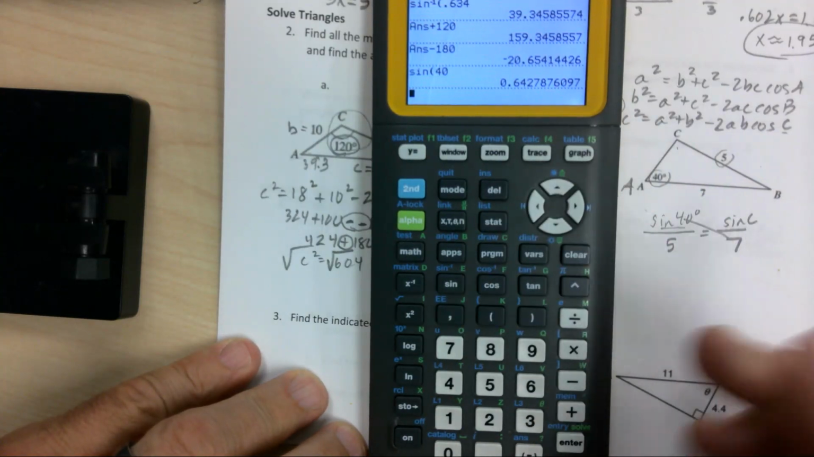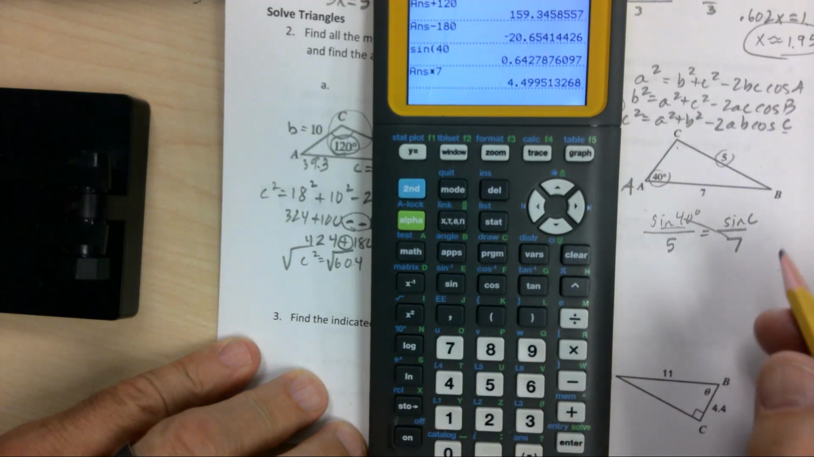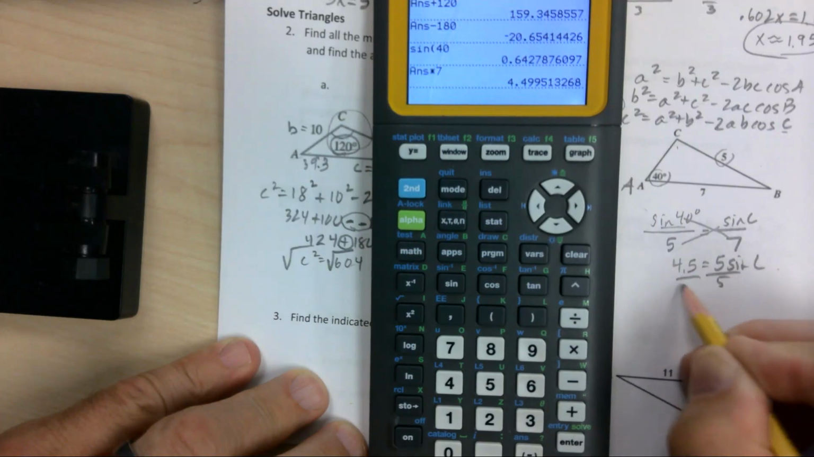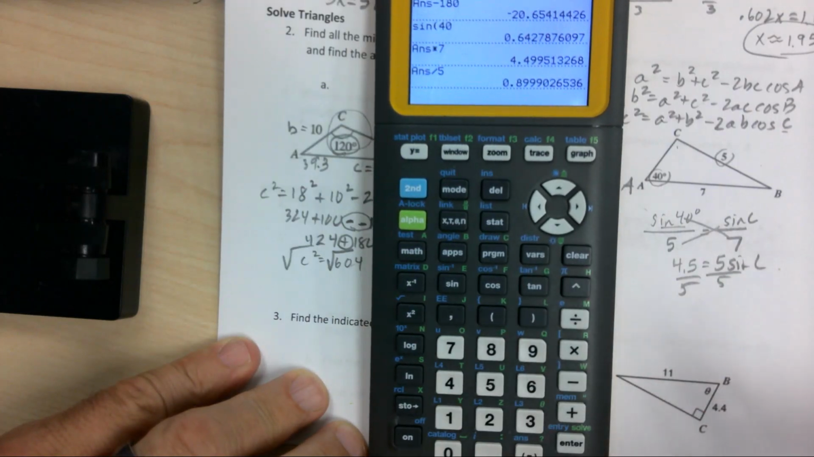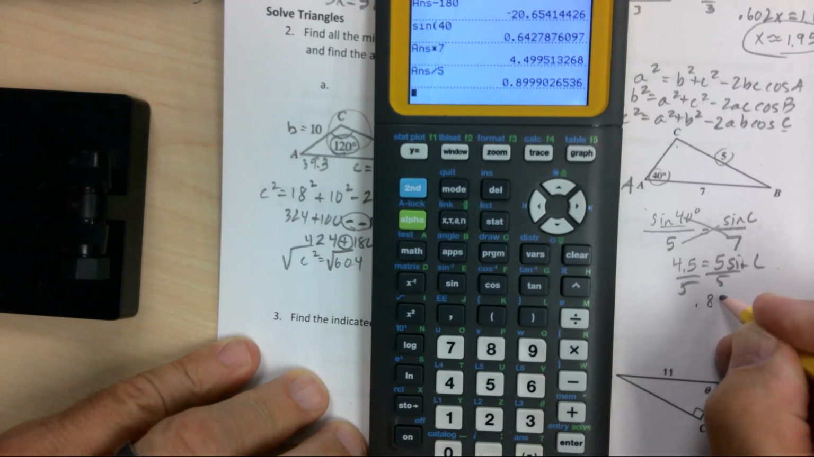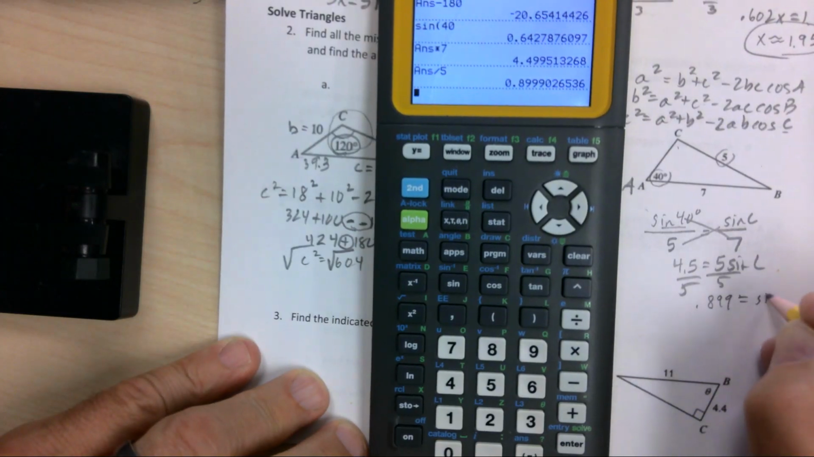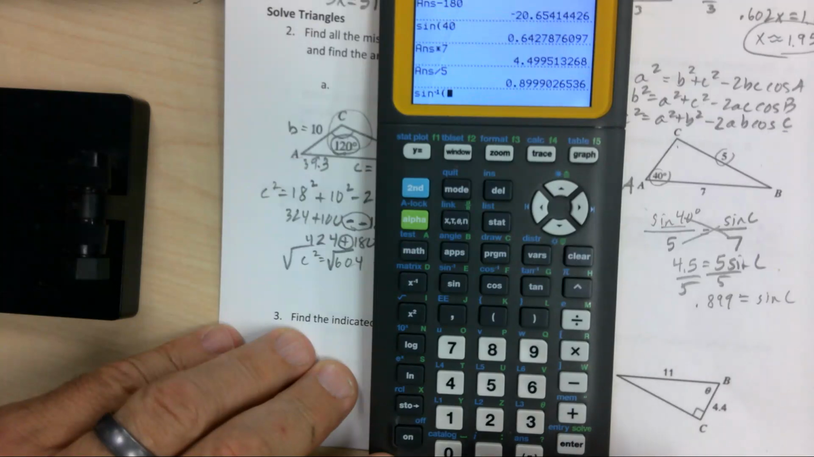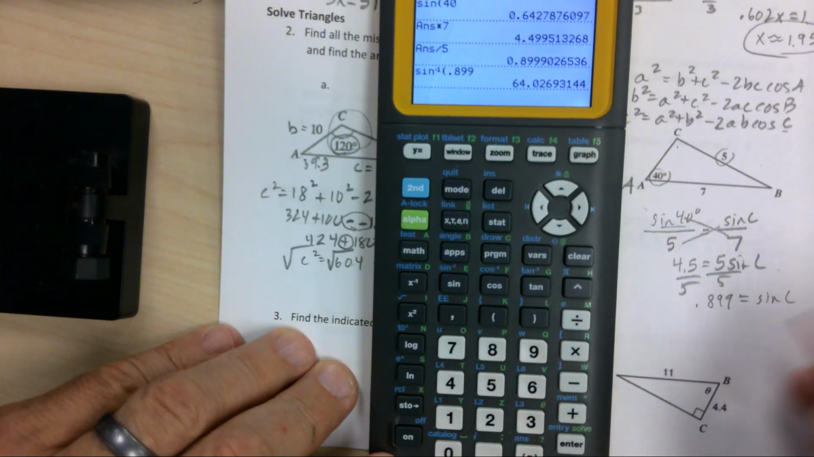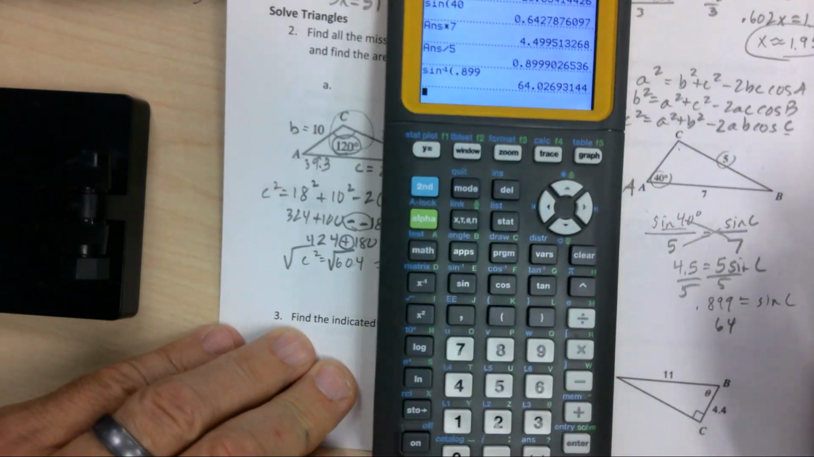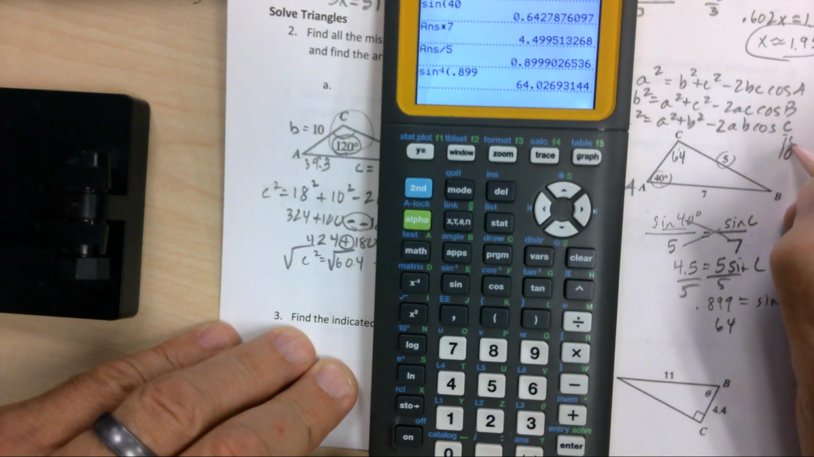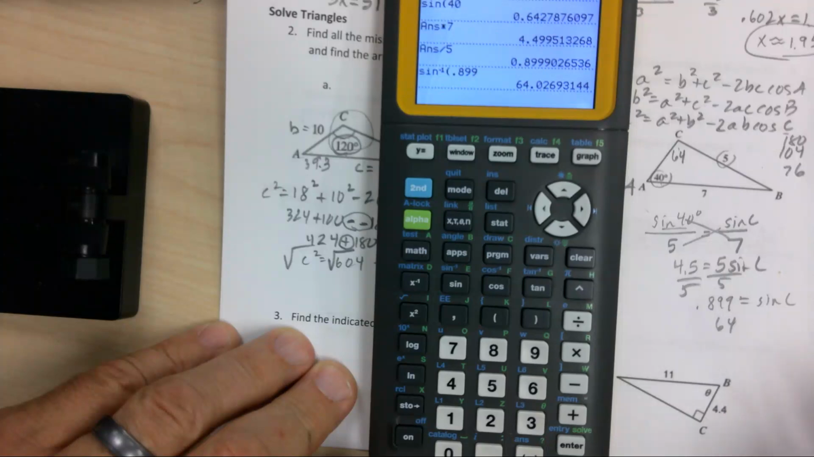So I'm going to multiply straight across times 7.4.5 equals, and I'm going to multiply that way, 5 times sine of c. Divide by 5, divide by 5. I get 0.8999 equals sine angle C. So second sine 0.899, we'll call it 64. Looks like they want it to be whole numbers, so 64. And I'm going to add this to 40, so it's 104. Subtract that from 180, 76. That's what this is.